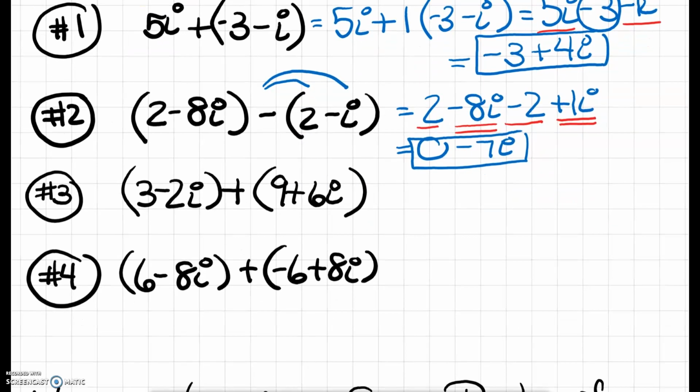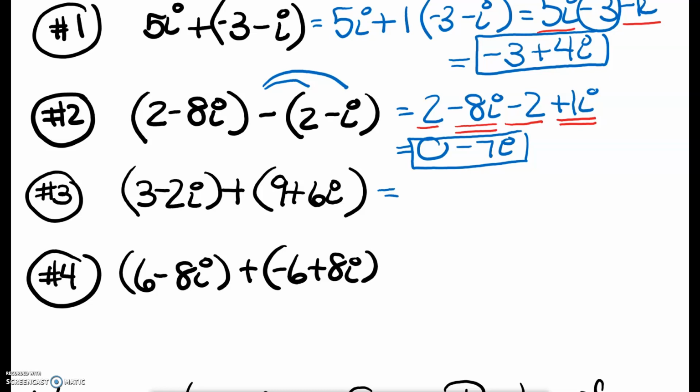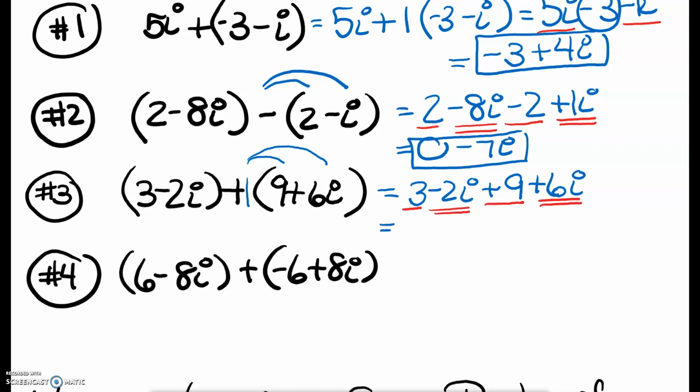All right, so my next example, I have this positive 1 that's out here in front. I have to distribute that to get rid of my parentheses. So I get 3 minus 2i plus 9 plus 6i. And my like terms would be, I have a 3 and a positive 9. I have a negative 2i and a positive 6i. So when I combine them, 3 plus 9 is 12. Minus 2 plus 6 is a plus 4i.